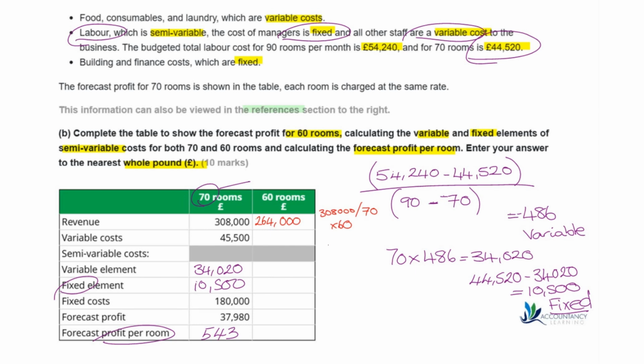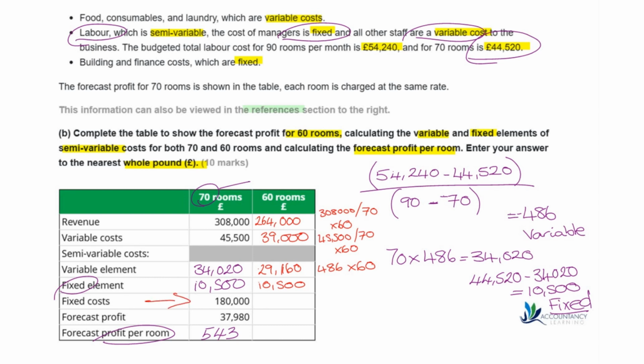We're going to do the same with the variable costs. So 45,500 divided by 70 times 60, which is 39,000. Now with our semi-variable costs, we already know the fixed element because we've just worked that out with our high-low method. So our variable would be 486 times the 60 rooms, which is 29,160.